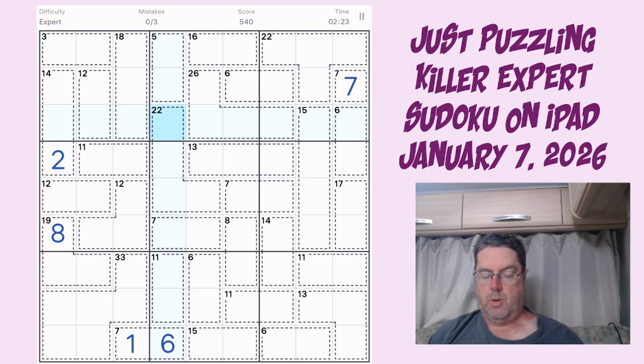5 plus 22, 22 plus 11 is 33, plus 6 is 39, plus 5 is 44. 22 plus 11 is 33, 38, 44, 50, 51. So these two are going to add up to 6. Interesting. So this here is either 1 and 5, or 2 and 4.